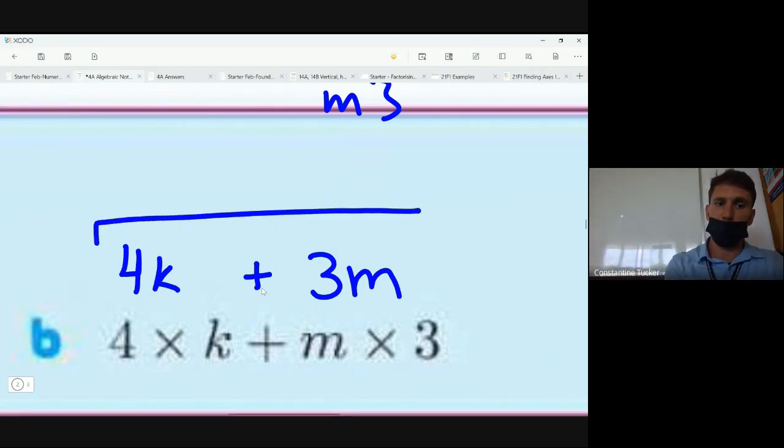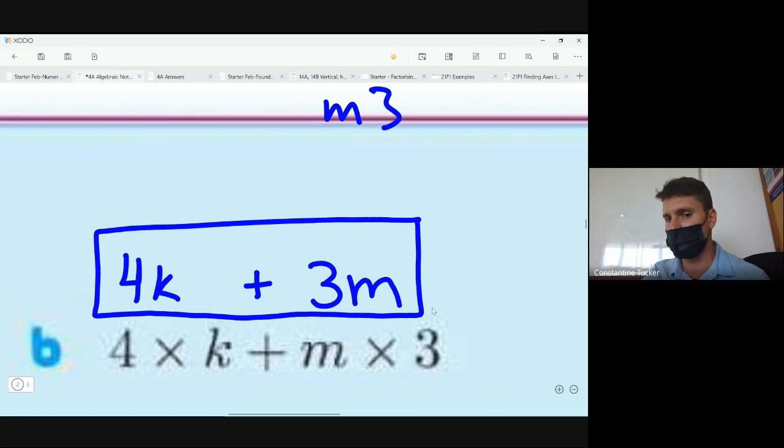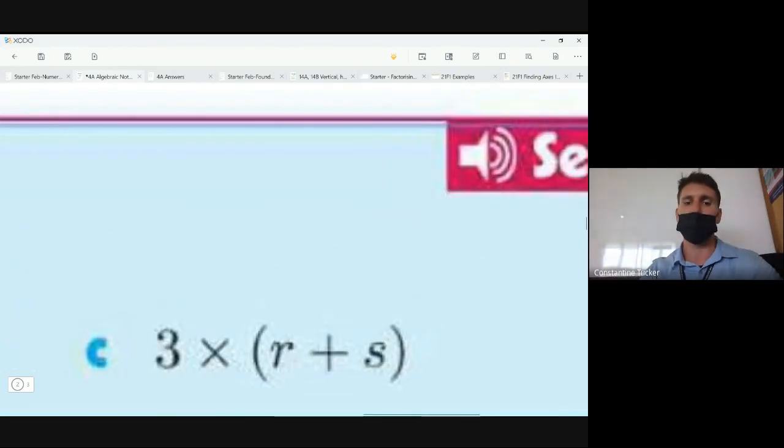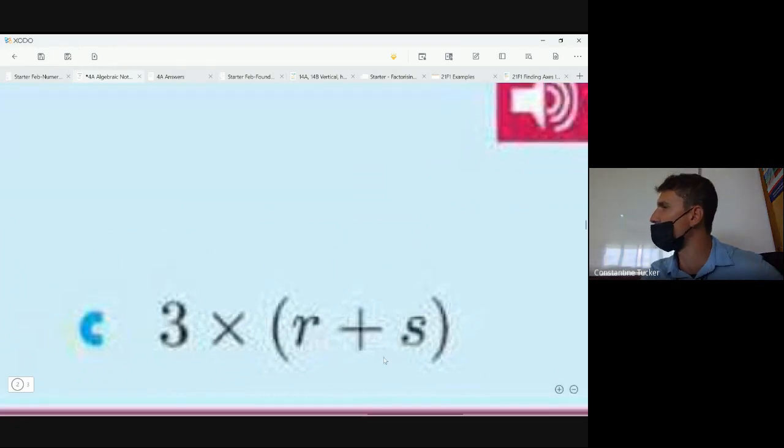This is it. So those of you who said, oh, I'm just going to get rid of the times, make it 4K, you were correct. Those of you who said, I'm going to change this to M3, which then becomes 3M, that's also correct. And now that's it. We just copy the plus and we're done. Let's move on to a last one here on the right. Okay, let's see. This might be looking a bit more complicated. 3 times brackets R plus S.